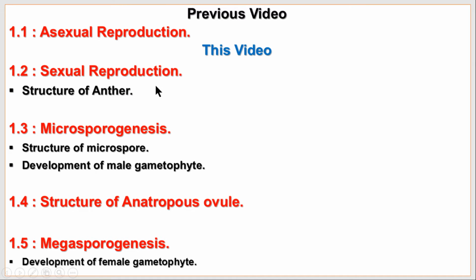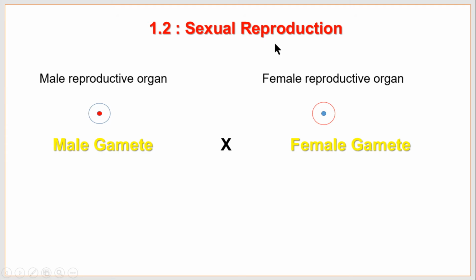Now in this video we will learn sexual reproduction, microsporogenesis, structure of anatropous ovule and megasporogenesis. Now in sexual reproduction, male gamete and female gamete fuse together to form a zygote. This zygote will form an embryo. The formation of this embryo is called embryogenesis.